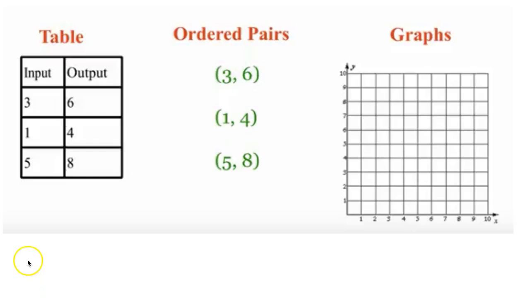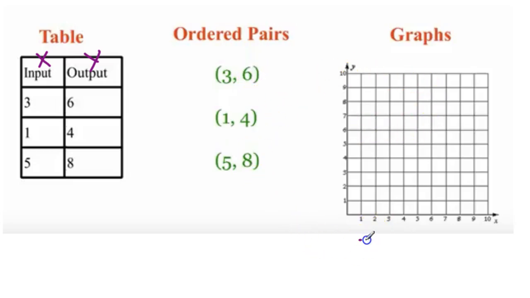Let's go. So what we have here, we have a table, ordered pairs, and a graph. I want you to know that these all represent the same function. When you have a table, the input, those are the x values, and the output, those are the y values. So 3 is an x, 6 is a y. Right here you have 3 is an x, 6 is a y, and you can represent that on a graph.